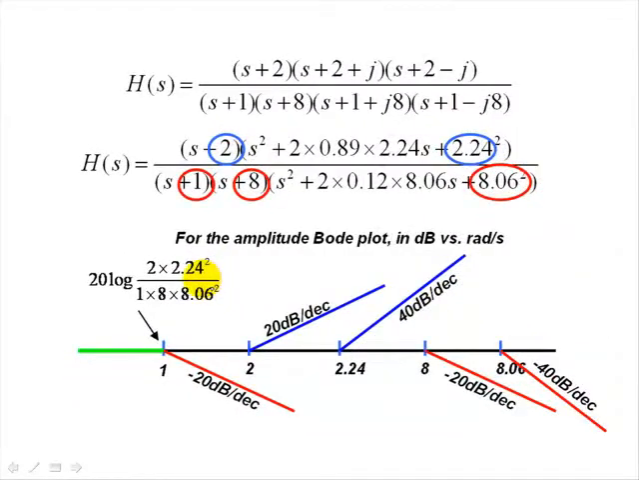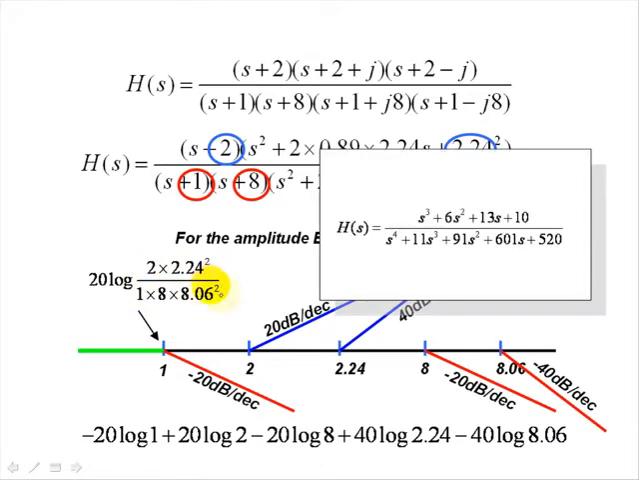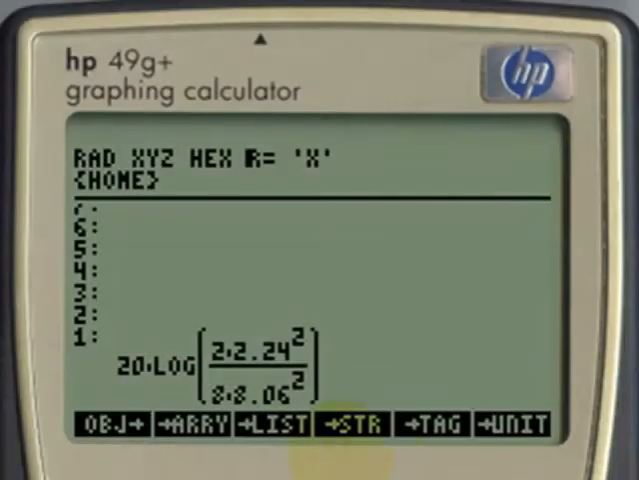Yes, you did this. Minus 20 log 1 plus 20 log 2 minus 20 log 8 plus 40 log 2.24 minus 40 log 8.06. Oh, but this is exactly the same as this. More, you could also compute that value as 20 log of 10 divided by 520. Try it. Let's compute it.